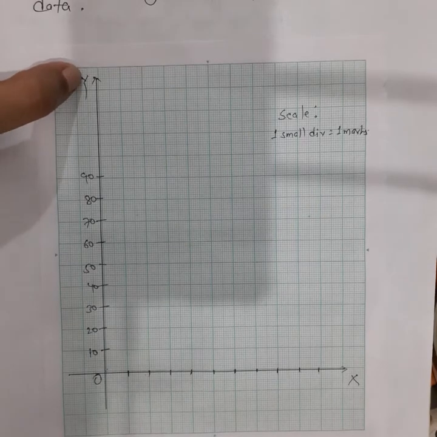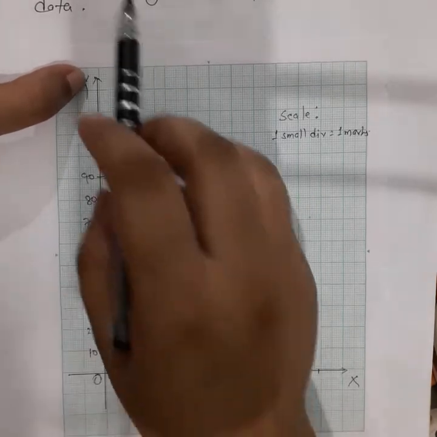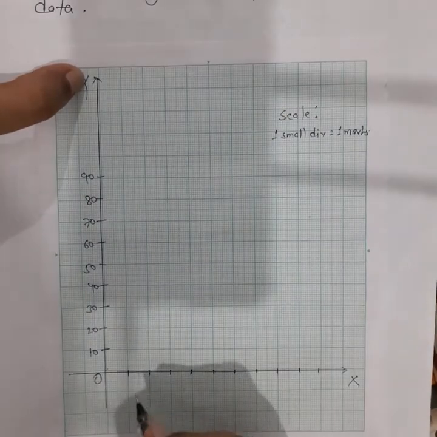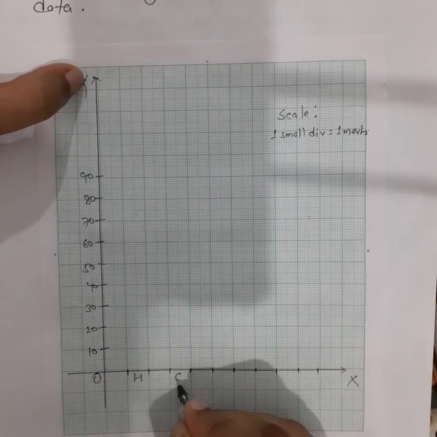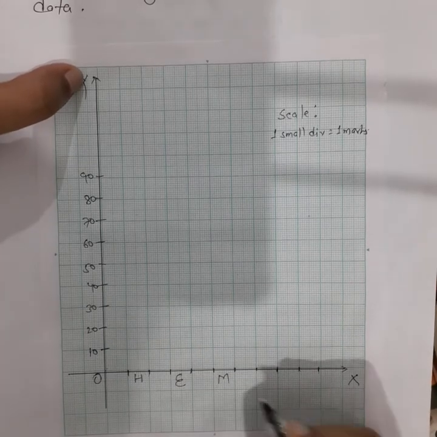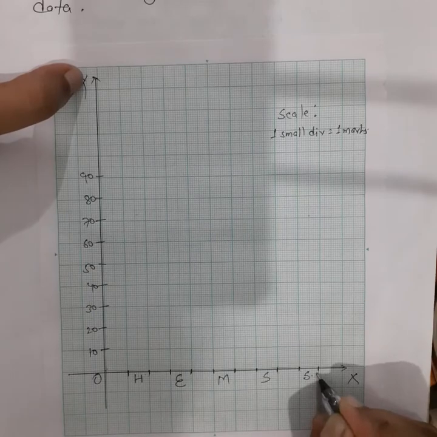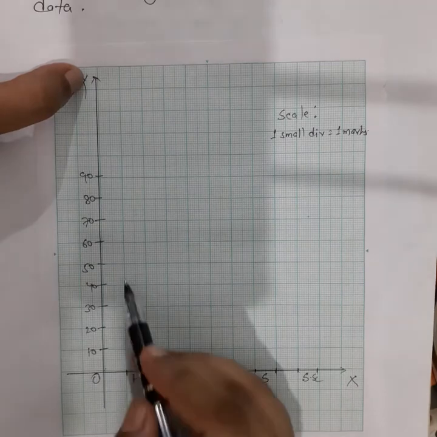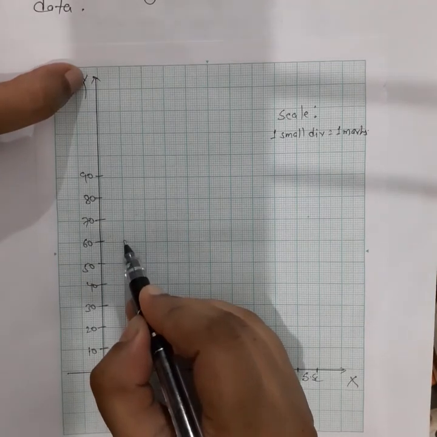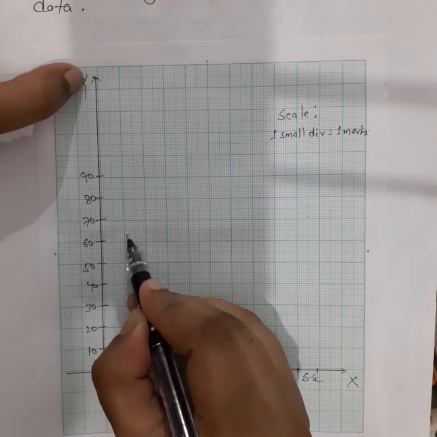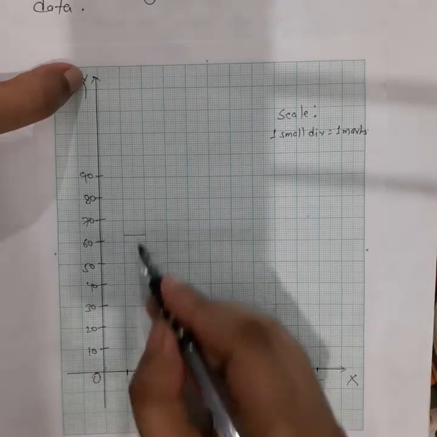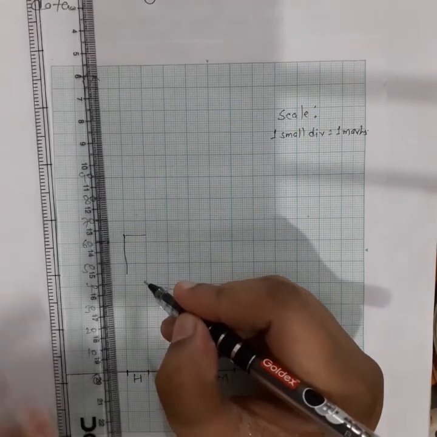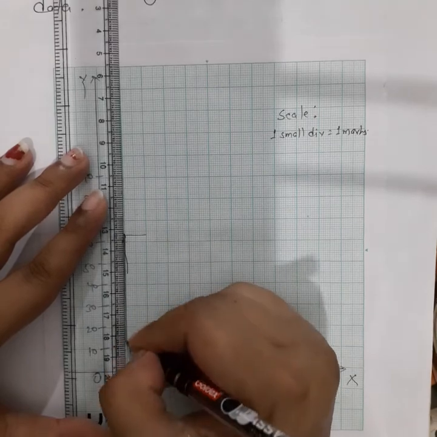Now this work is done. Now how many marks did we obtain in Hindi? 63. First space we give to Hindi, then it is English, then maths, then science, and this is social science. What is the marks of 63? Now where is 63? This is 60, 61, 62, 63. So we draw a parallel line. Now we join with the help of a scale. We make the bars.